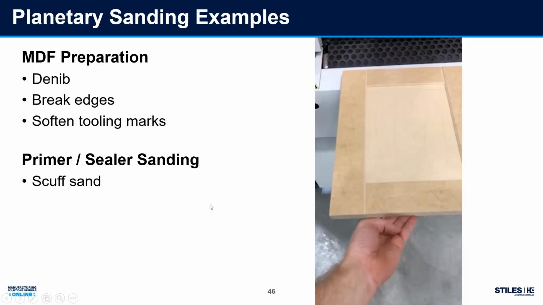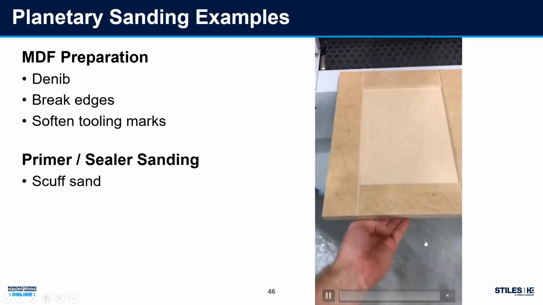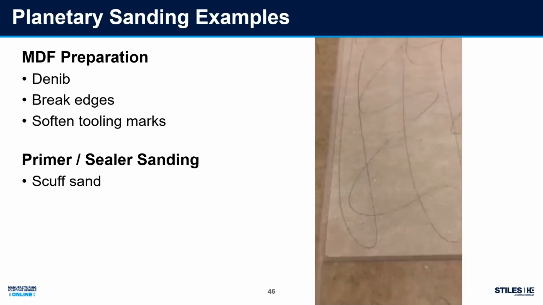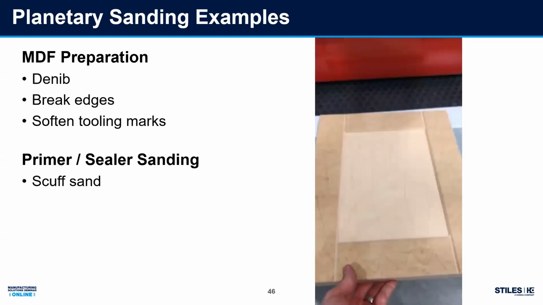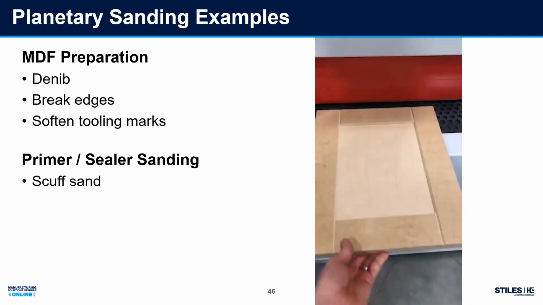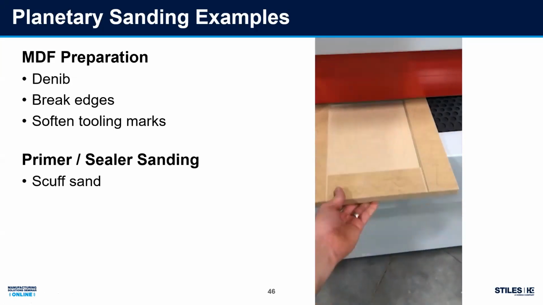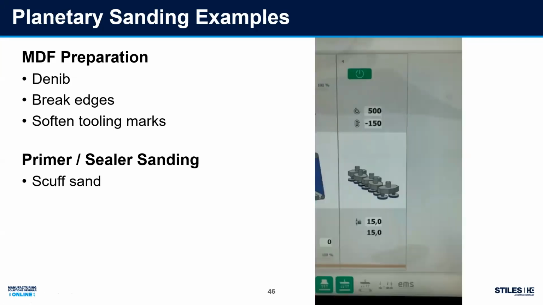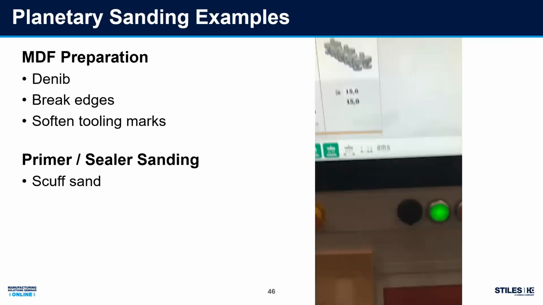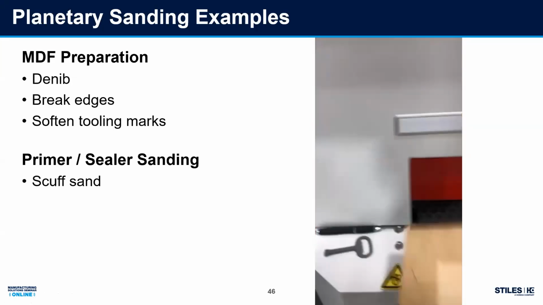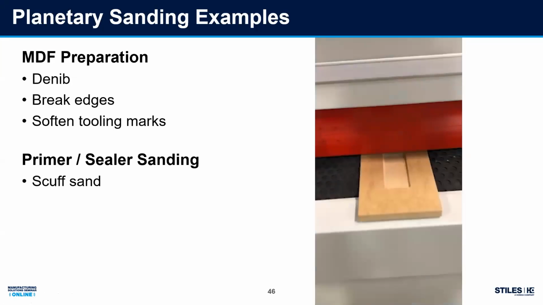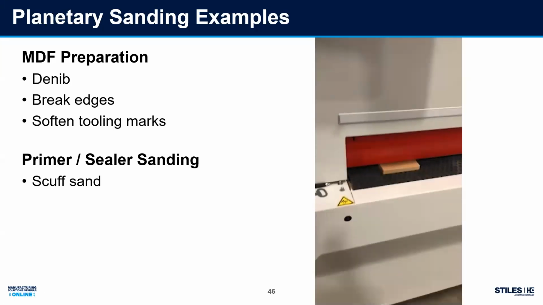One of them is MDF preparation. And again, we'll run the video here. You can see in this video that we have an MDF door that was routed out on a CNC router. And obviously we've marked it up with pencil. It's going fairly slow to give us some dwell time to actually sand the surface there. You can see we're running just that planetary head. Now a drawer front, again, pencil marked in order to show that we're going to remove those pencil marks.